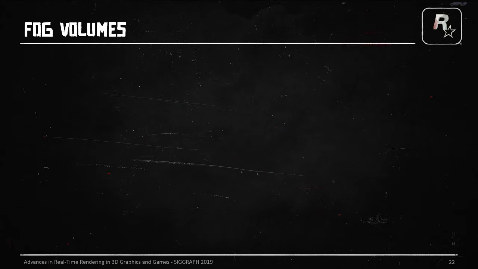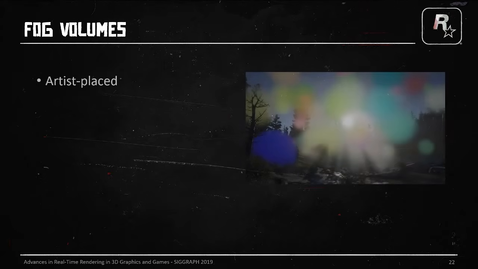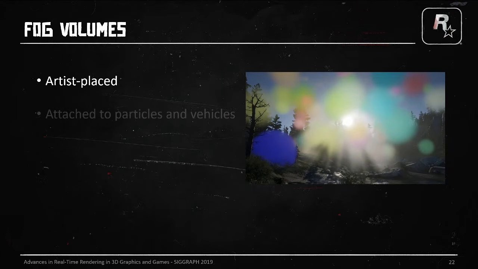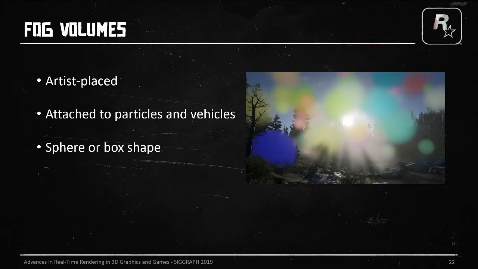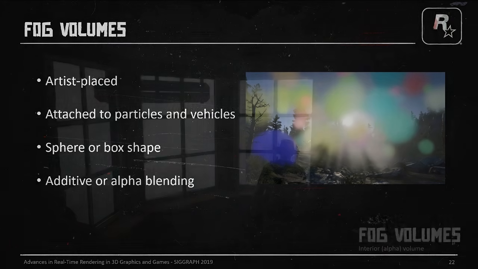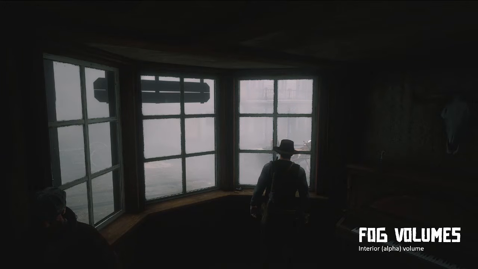Another way to do localized fog is using fog volumes. And we support them by allowing the artist to place them in the world, attach them to particles or vehicles, and they come in sphere or box shape, and support both additive or alpha blending. We use alpha blending mainly for interiors, where we want to exclude the environmental fog from the outside, but still provide a volumetric context or atmospheric context for the interior.